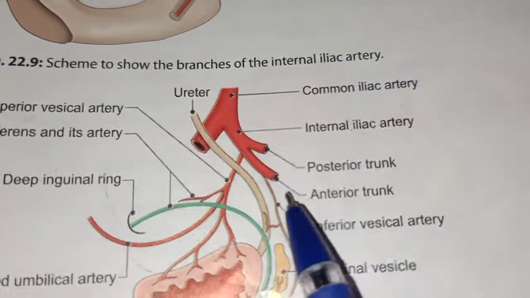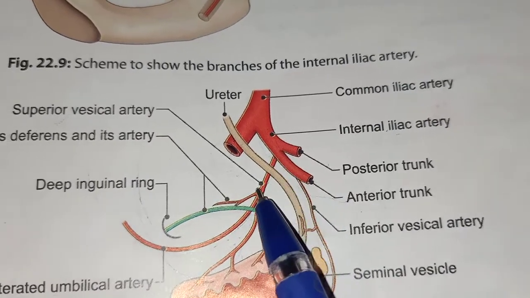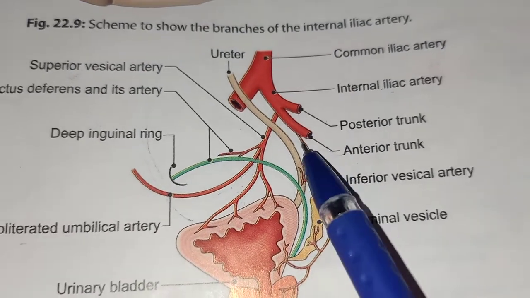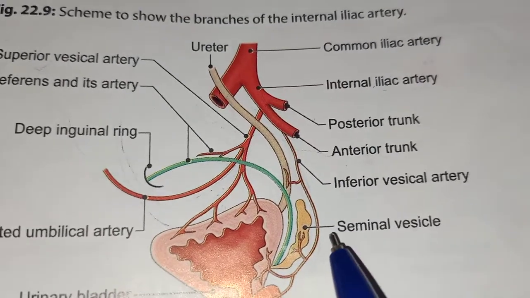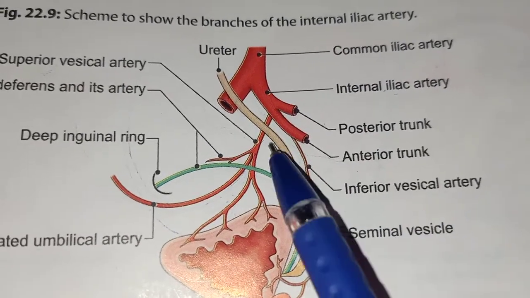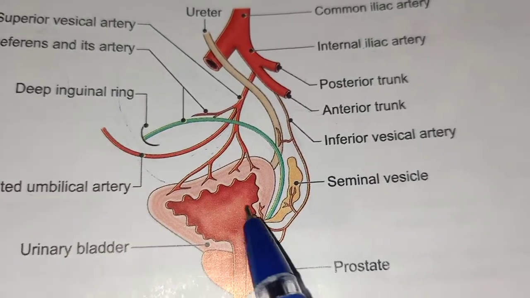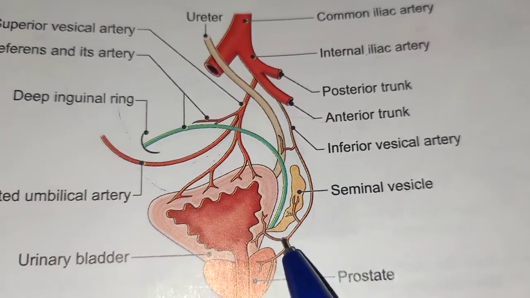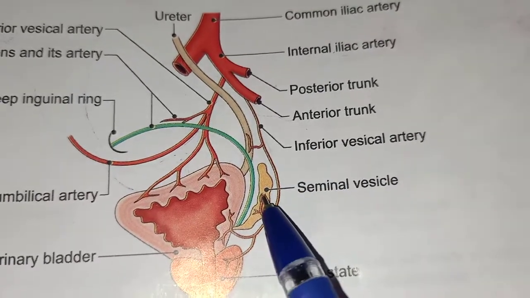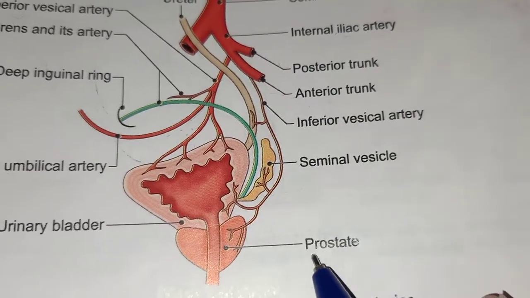Now, from the anterior trunk, one artery arises. This is the superior vesical artery. Here is the inferior vesical artery. It is going down, and you can see it is supplying the lower part of the ureters. It is supplying the urinary bladder. This inferior vesical artery is giving branches to the seminal vesicles, and it is also supplying the prostate.